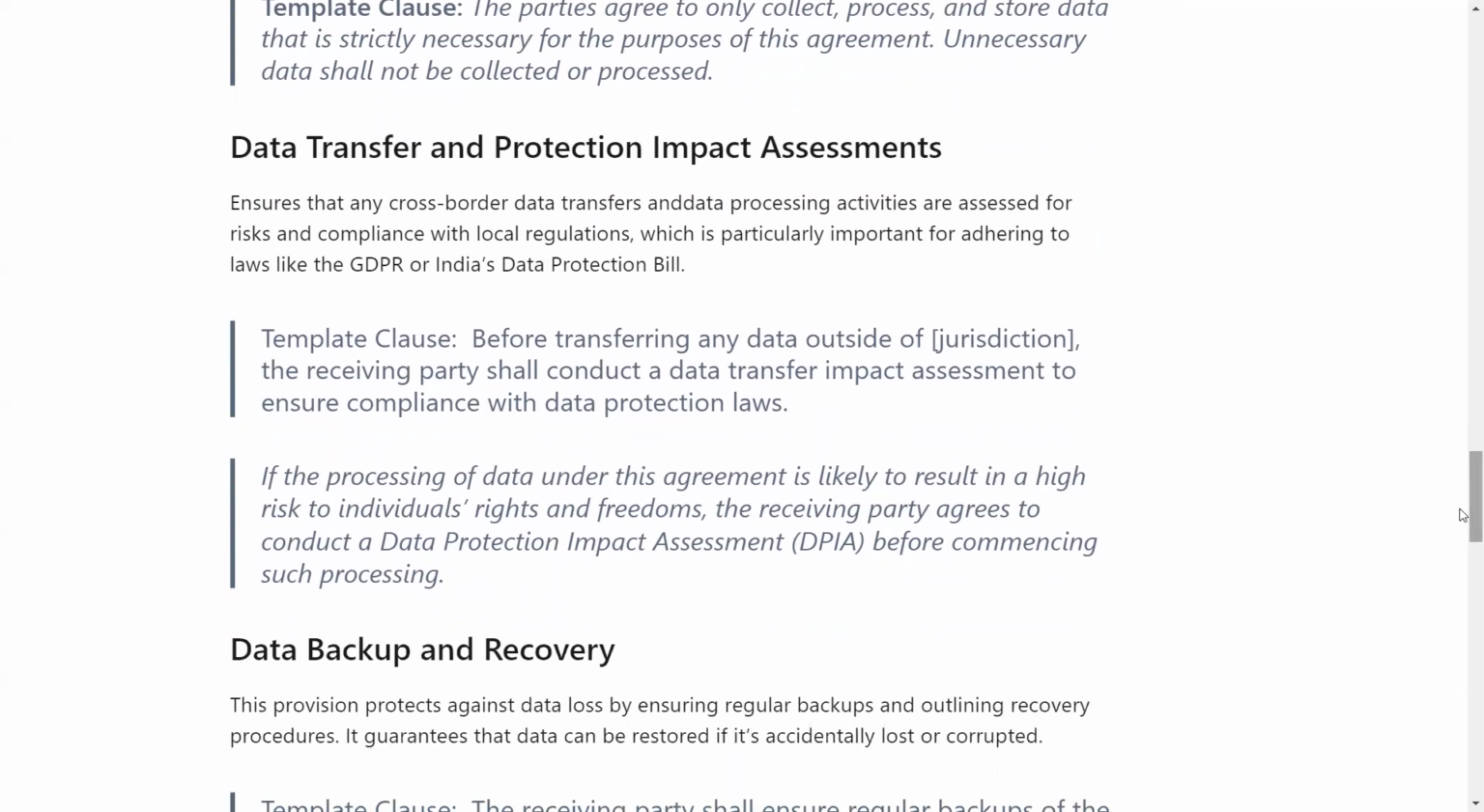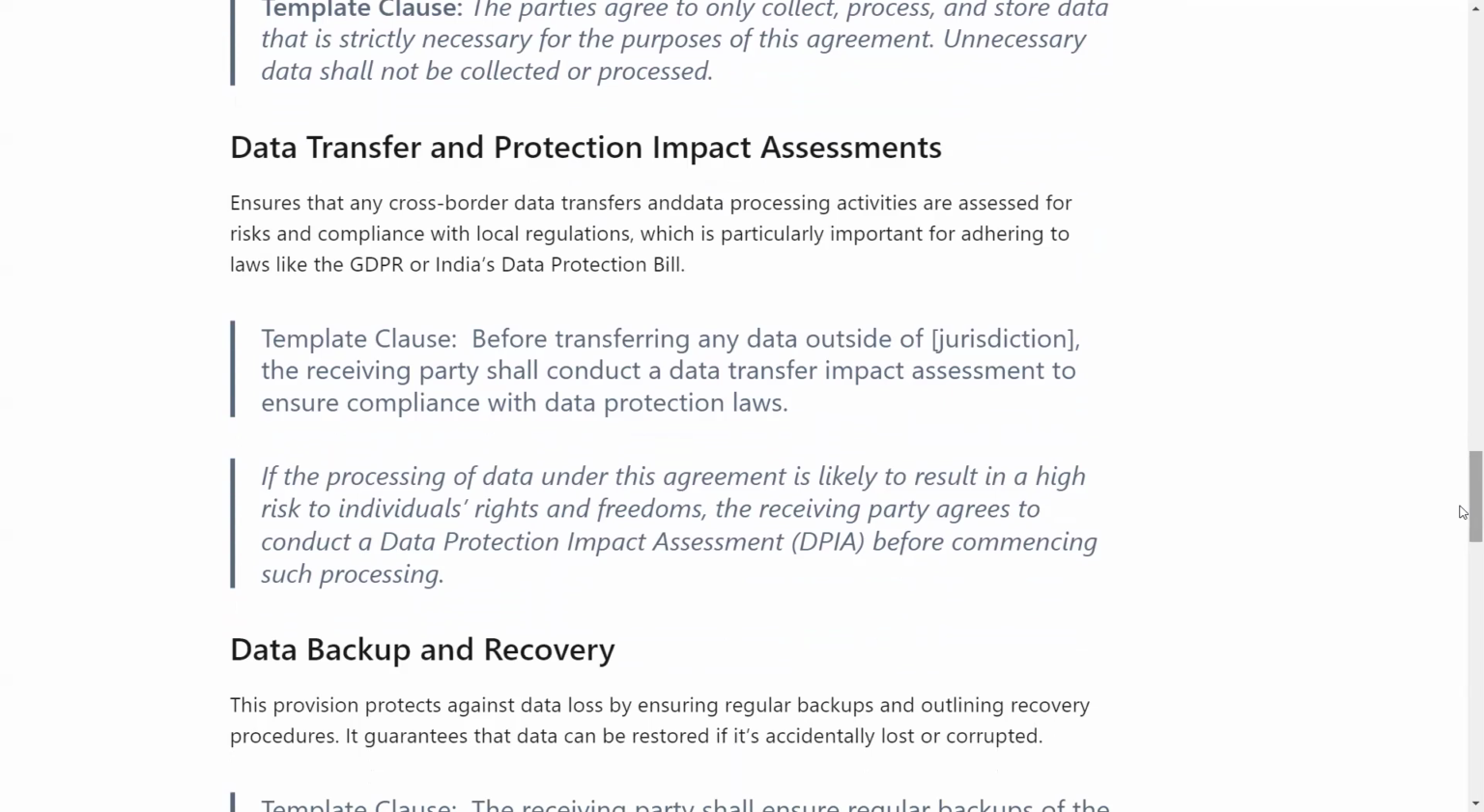Next, we have data transfer and protection impact assessment. Ensures that any cross-border data transfers and data processing activities are assessed for risks and compliance with local regulations, which is particularly important for adhering to laws like GDPR or India's Data Protection Act.